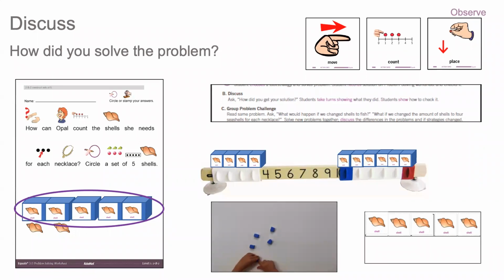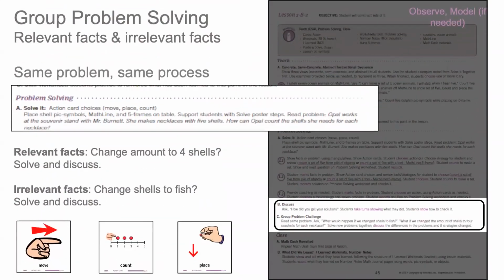Students can use the completed worksheet along with any materials to show how they solved the problem. This activity is a perfect time for students to also showcase a specific adaptation that they might have for an action word or a strategy maybe that they have created. The group problem solving challenge activity is next.